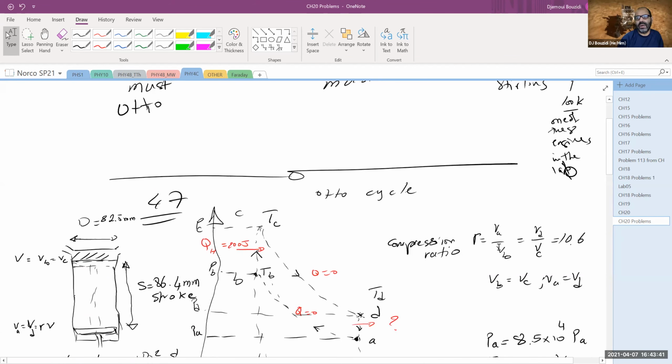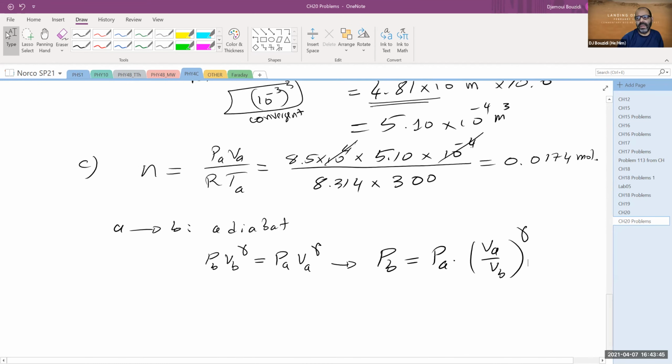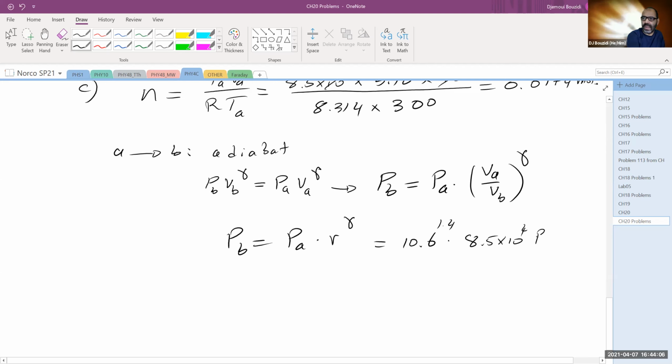VA over VB, that is actually R. So this is simply PB is equal to PA times R to the power gamma. I have R, I have gamma, I have PA. So this is 10.6, that's what R is. Gamma is 1.4, times PA. PA is equal to 8.5 times 10 to the power 4 Pascal.